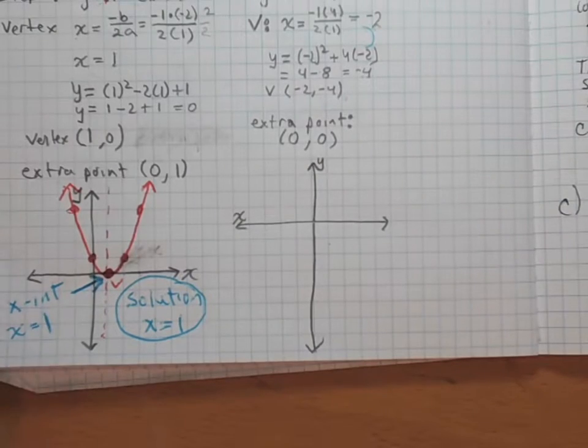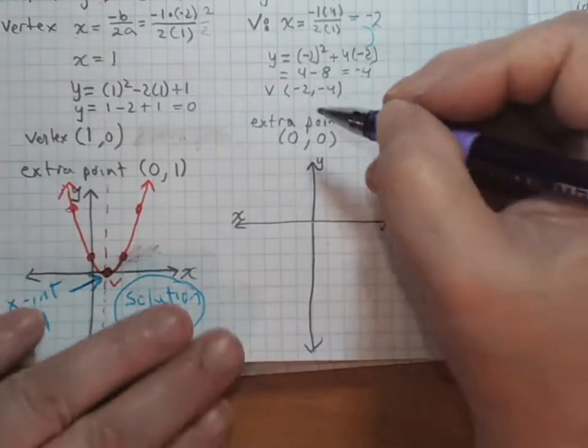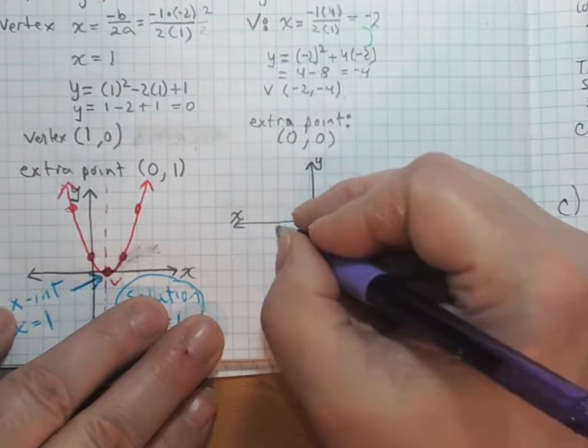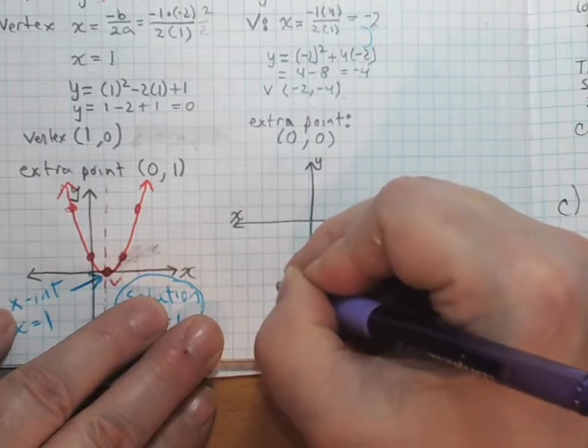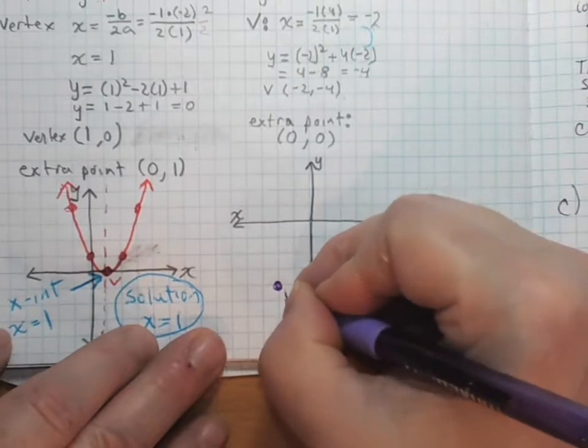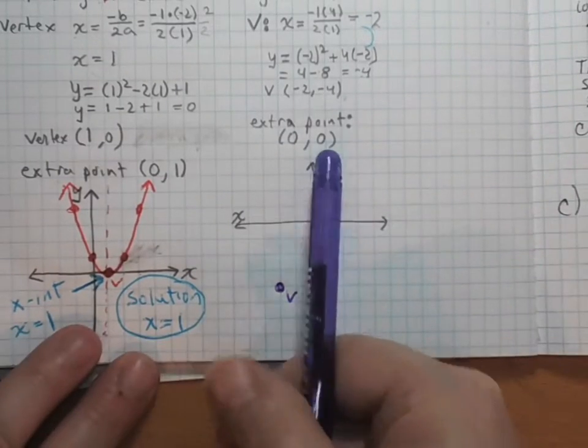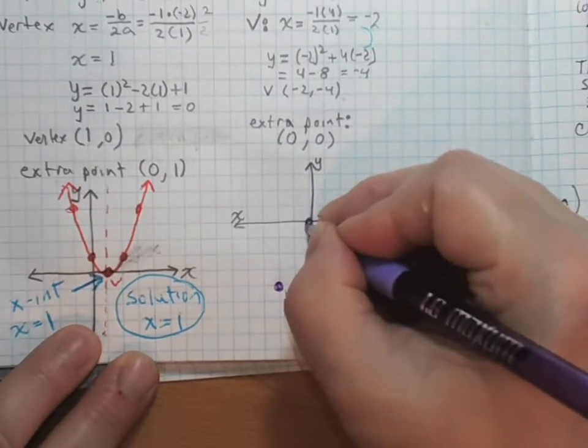All right, let's plot our 2 points. Start with the vertex, -2, -4. 2, 3, 4, right there. Vertex. And an extra point is 0, 0, right there.